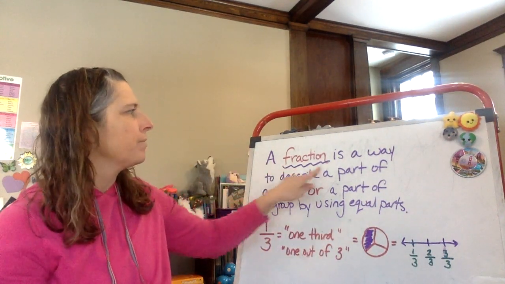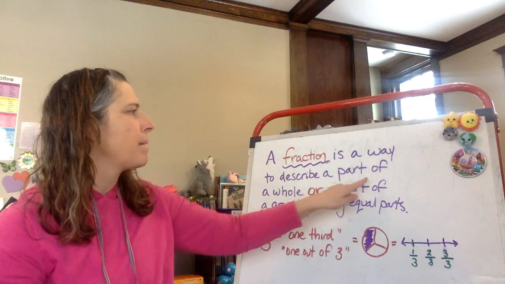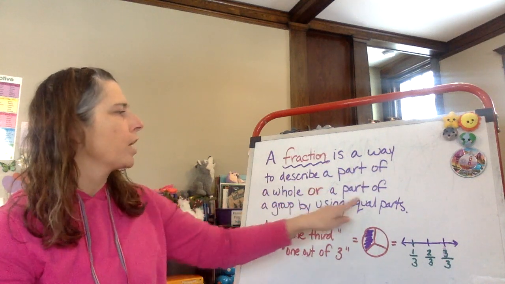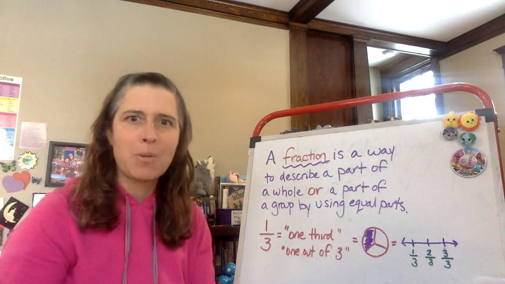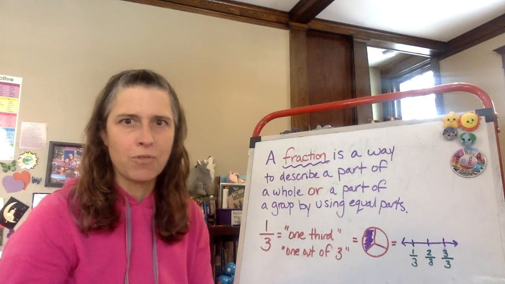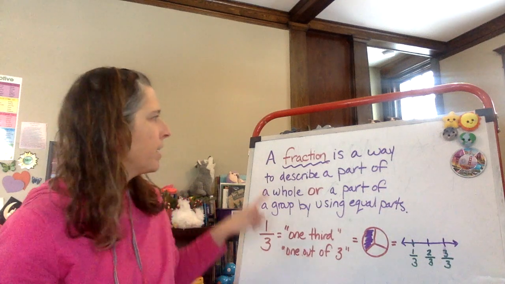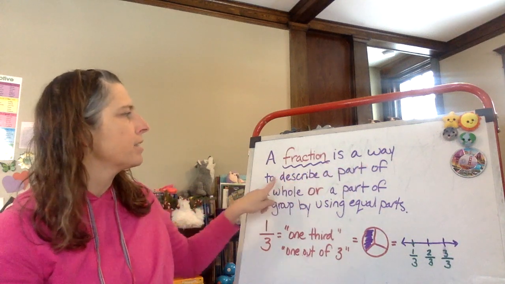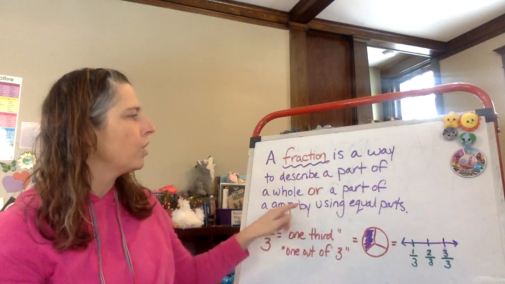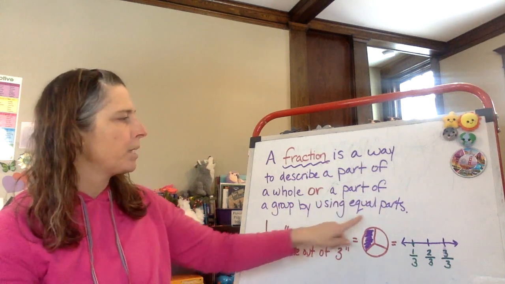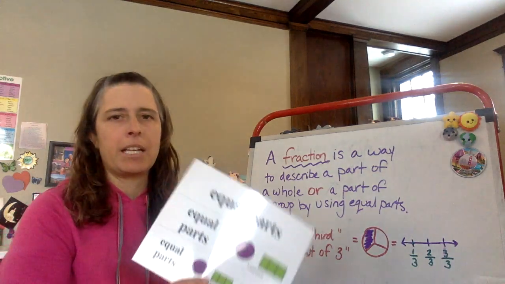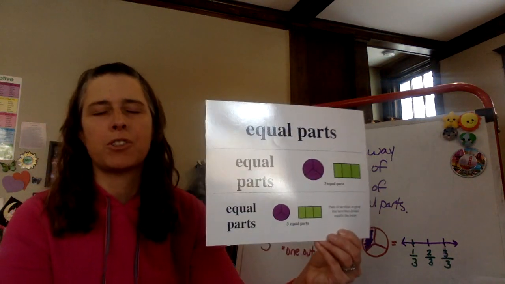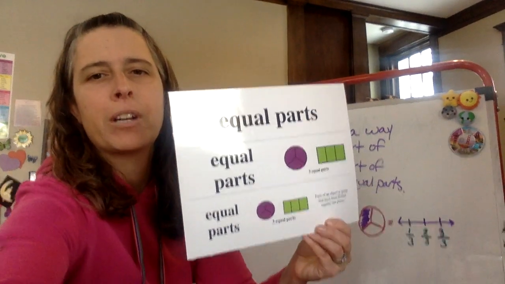A fraction is a way to describe a part of a whole or a part of a group by using equal parts. There's a lot of words, and there's a lot of the word part over and over again. So, let's read it one more time. A fraction is a way to describe a part of a whole or a part of a group by using equal parts. So, first thing I want to look at is this definition of equal parts.